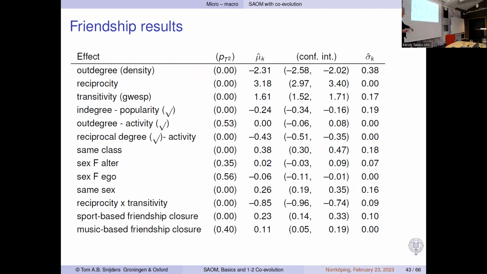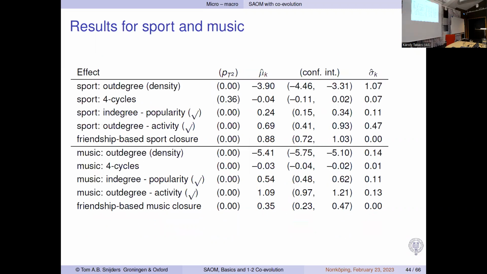Here at the bottom are the two closure parameters. Sport-based friendship closure: when you do the same sports, will you also become friends? Yes. The parameter is 23, confidence interval from 0.40 to 0.33. So the answer is yes. When you have the same music taste, will you become friends? Yes, here also. But for sport, it is stronger than for music. And here are the results for the dynamics of sport and music.